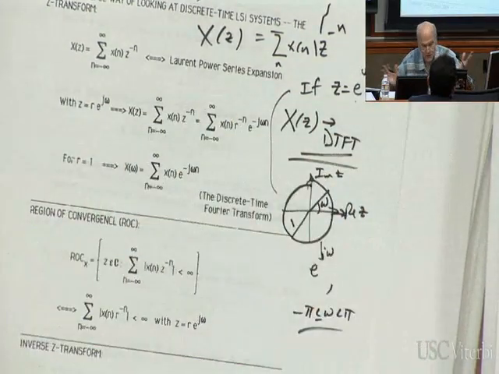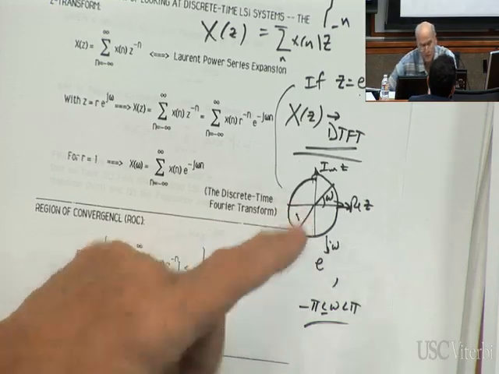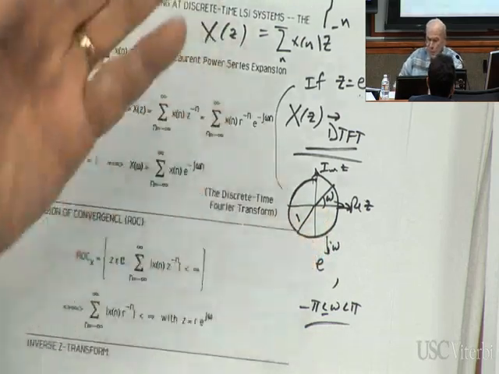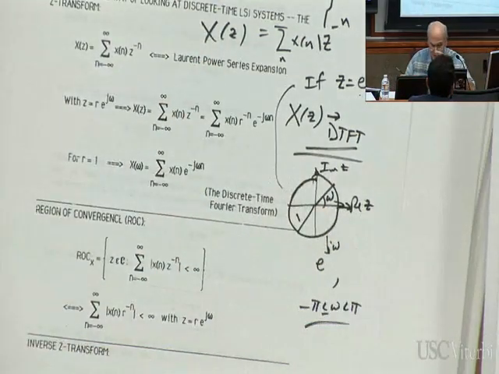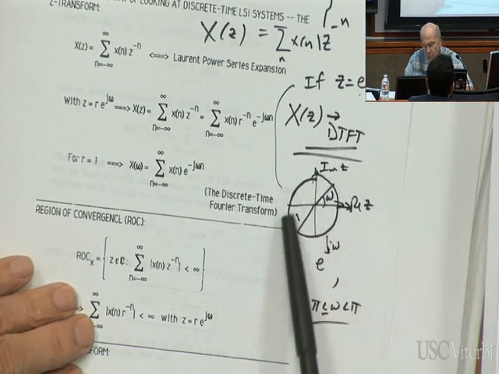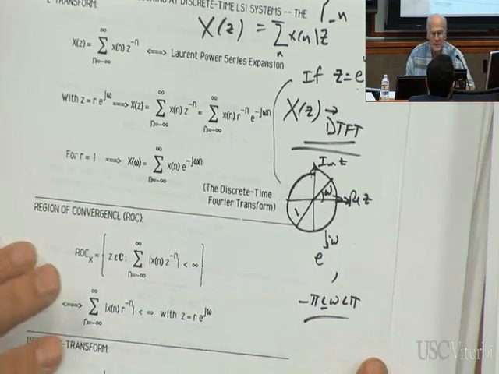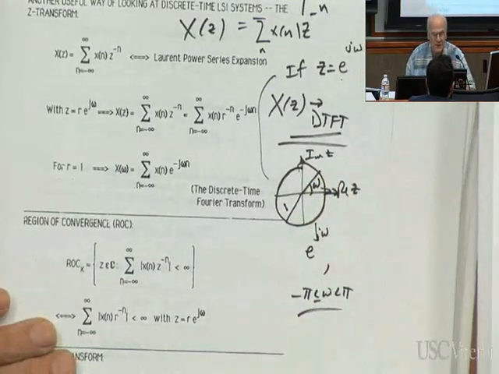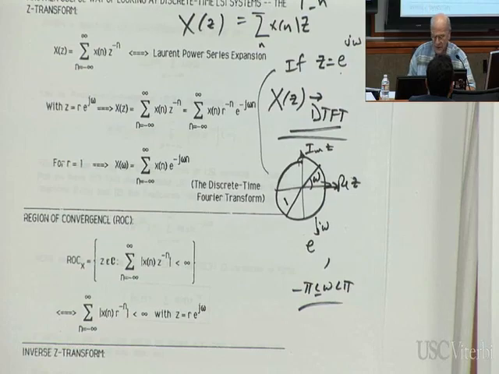And just by looking at the transform, given a sequence, you can figure out where the Z transform exists and where it doesn't. In other words, what values in the z plane is the Z transform perfectly well defined, summable, all that kind of stuff? At what points in the z plane does the transform blow up? That tells you a lot about the input sequences you're dealing with. So it's a very, very powerful transform.